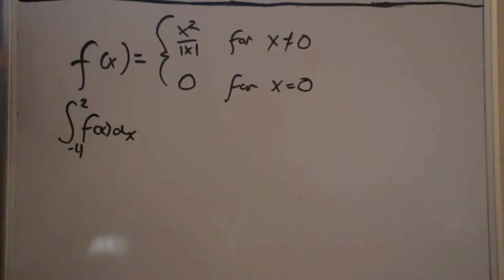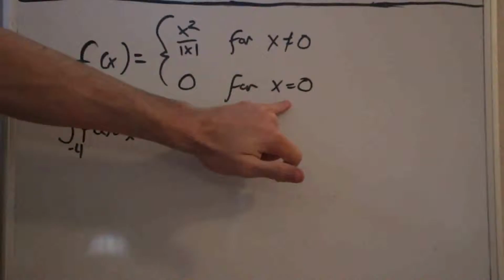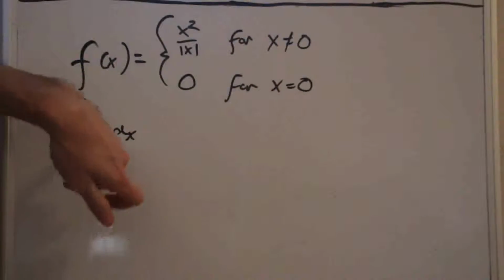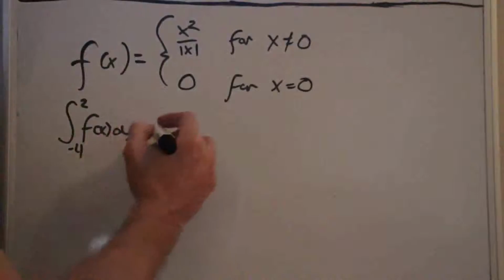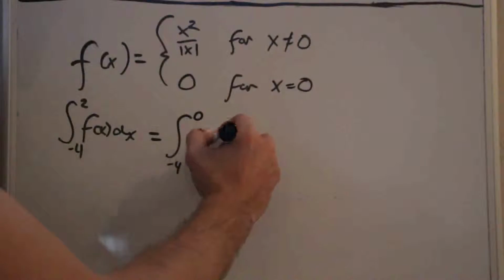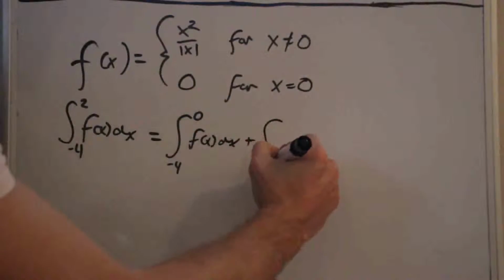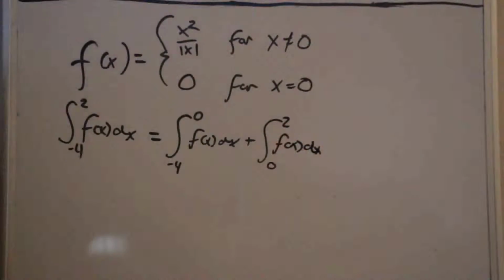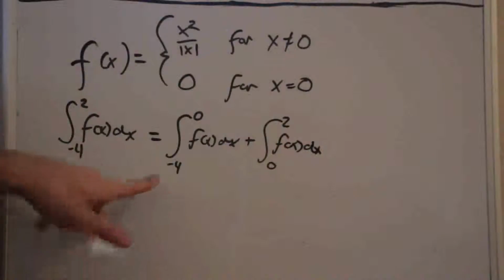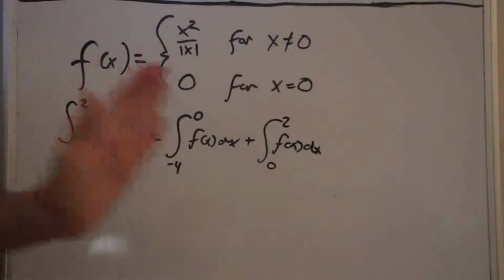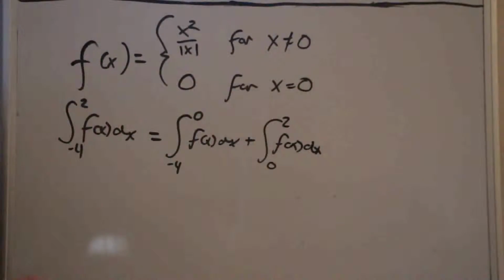Okay, so we need a little explanation here. Basically, we have something strange happening at 0. So my first thought is I should break up my integral from -4 to 0 and 0 to 2, and I'll explain why. So let's say the integral from -4 to 0 of f of x dx plus the integral from 0 to 2 of f of x dx. And this is just the property of integrals. The integral from -4 to 2 of f of x dx is the same thing as the integral from -4 to 0 of f of x dx plus the integral from 0 to 2 of f of x dx. I'm just breaking up the region into two separate regions.